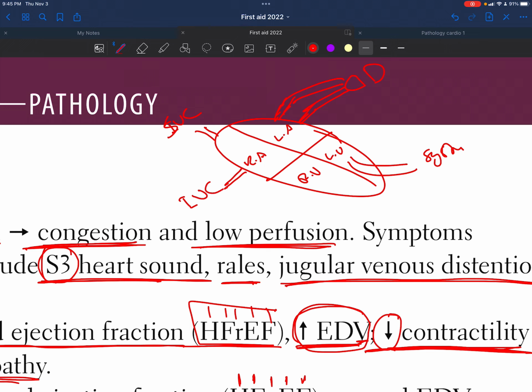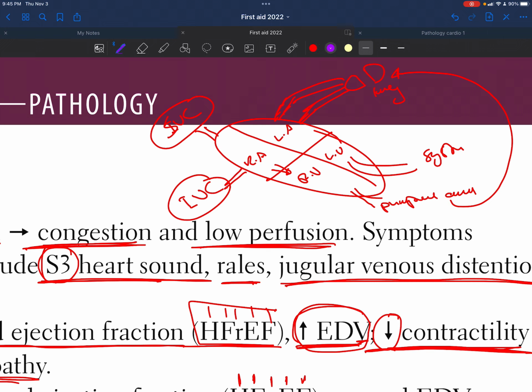This is coming from the systemic circulation. It goes this way, and the right ventricle ends as the pulmonary artery that goes to the lungs again, and then from the lungs to the left atrium. Okay, so now that's how we see the problem.